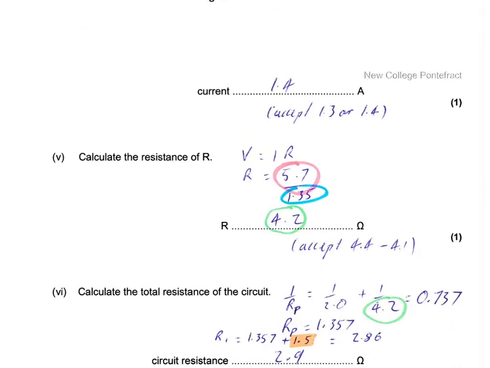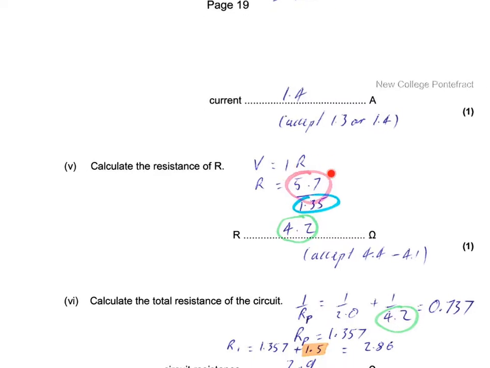Calculate the resistance of R. So very simple, just looking at R, doing V equals IR. R is V upon I. It was 5.7 across the 2 ohms. It's going to be the same across R because it's a parallel circuit. Divide that by the current we've just worked out going through R, and we get 4.2 ohms. Again, because of the ranges they've accepted before, they accepted 4.4 to 4.1.